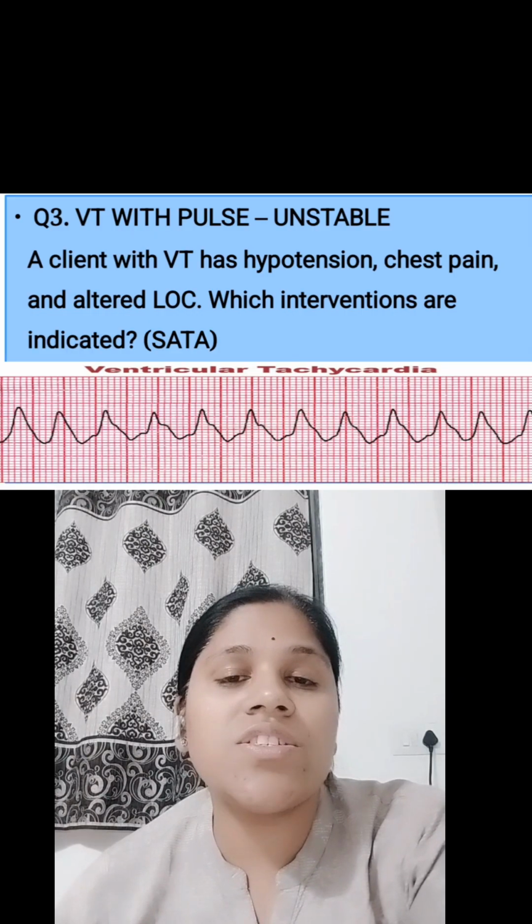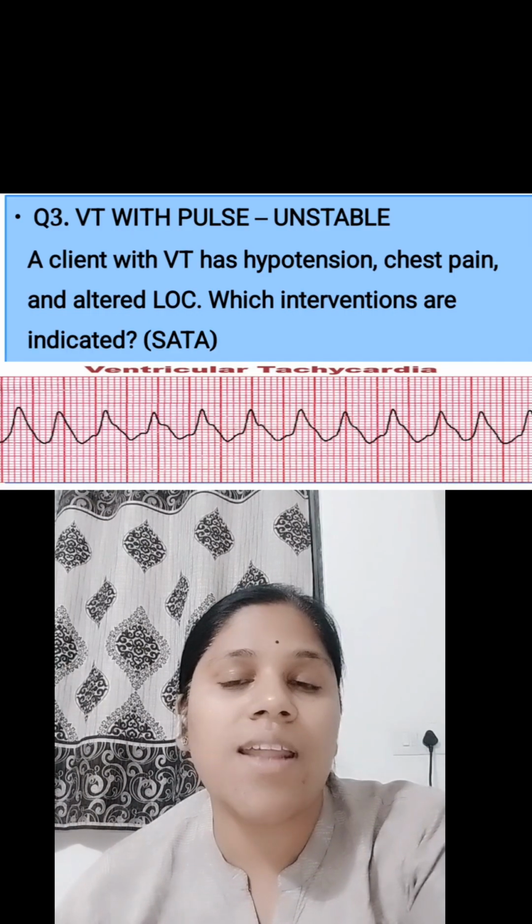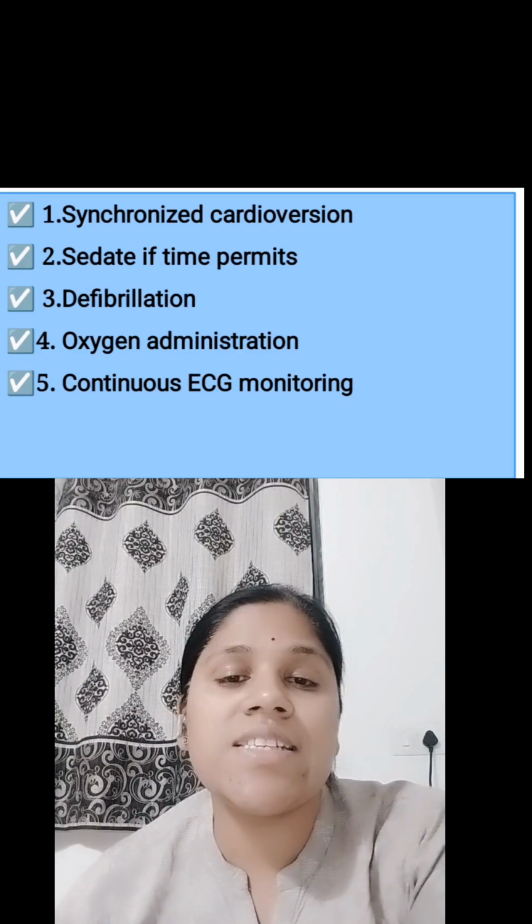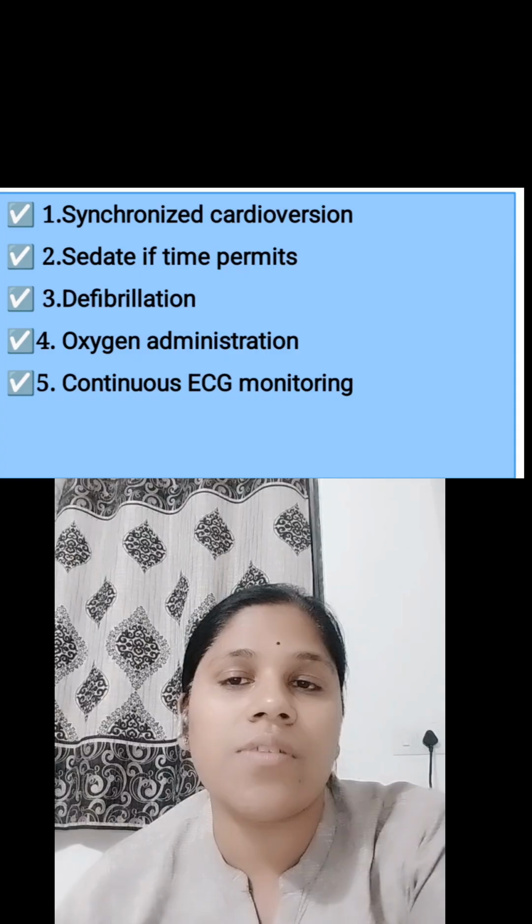So which interventions are indicated? It is a SATA type of question. So this is ventricular tachycardia with a pulse, and the patient is unstable. Now we can see the options. Option 1 says synchronized cardioversion, number 2 is sedate if time permits, number 3 is defibrillation, number 4 is oxygen administration, and number 5 is continuous ECG monitoring.